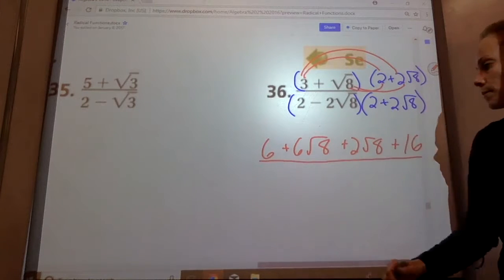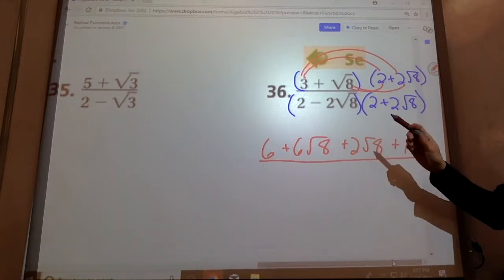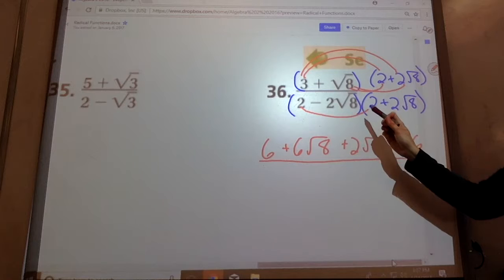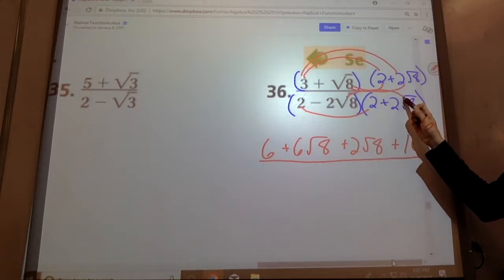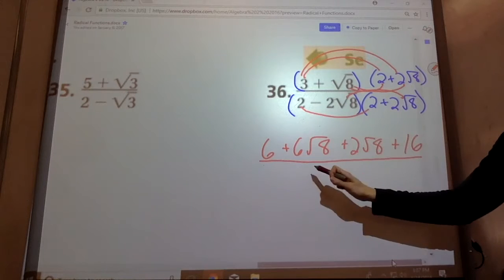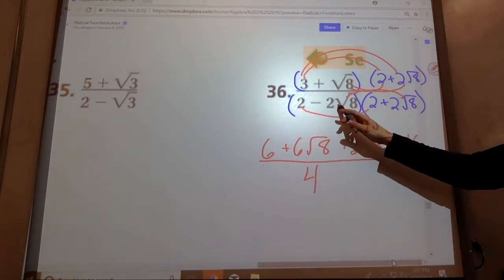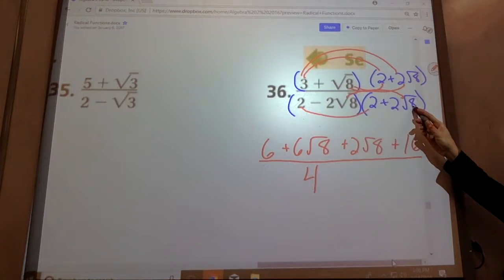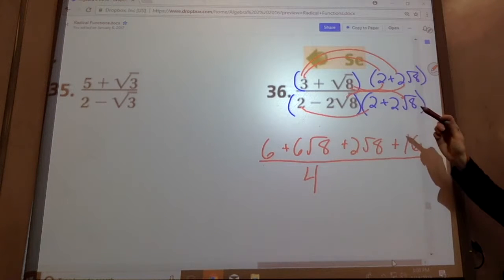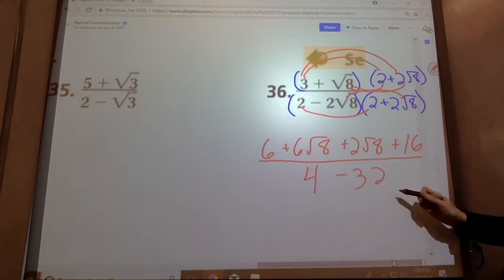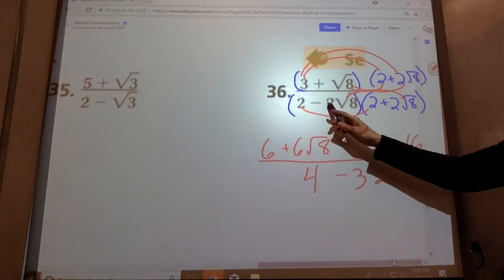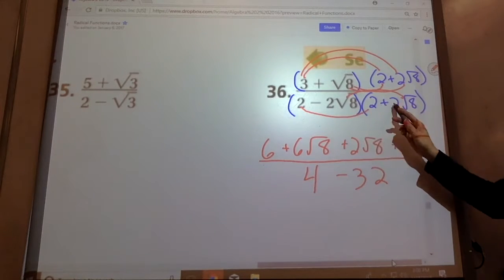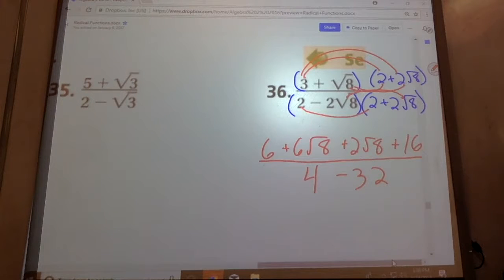Okay? And then the bottom, I'll just FOIL first, then simplify. The bottom, remember, since they're conjugates, I only have to multiply the first and the last. I don't have to do outer inner. So 2 times 2 is 4. Negative 2 root 8 times positive 2 root 8 is going to be negative 4 times 8, which is going to be a negative 32. Everybody do that in their head? Negative 2 times 2 is negative 4. Square root of 8 times square root of 8 is 8. So it's negative 4 times 8, negative 32.